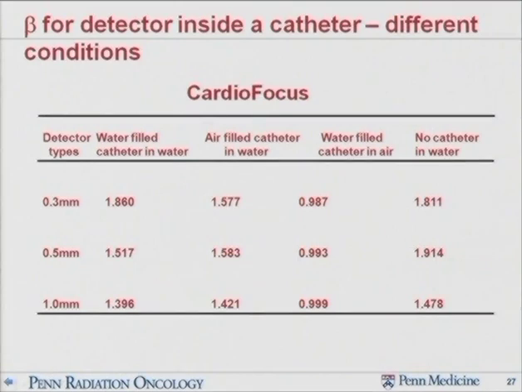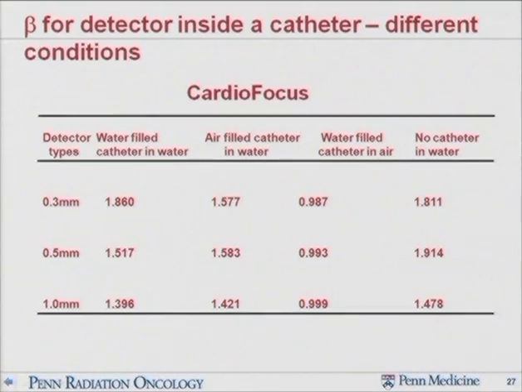The other thing that is kind of interesting is we looked into what happens if the isotropic detector is put into a catheter with different conditions. We can have the catheter filled with water and calculate the beta factors, and you get a value that meets the theory completely, because the surrounding medium is the same medium as tissue. If you have an air-filled cavity filled with water, you get other readings.